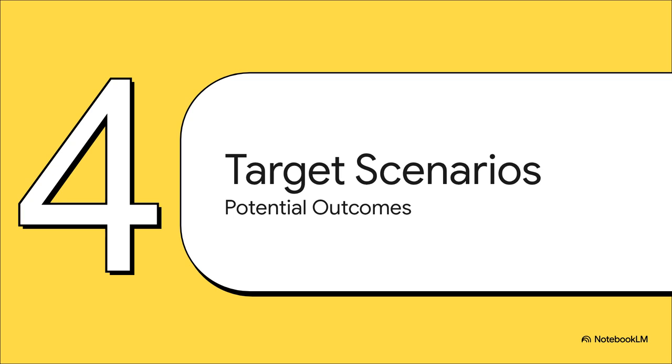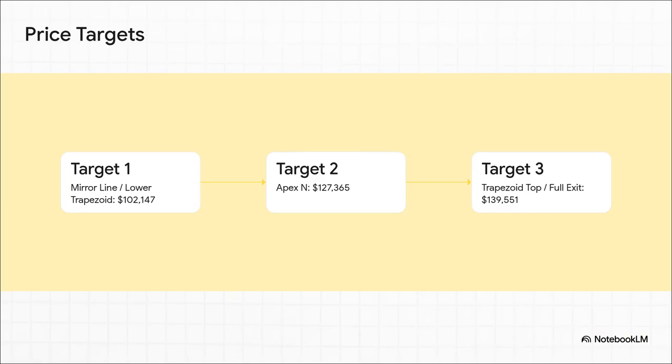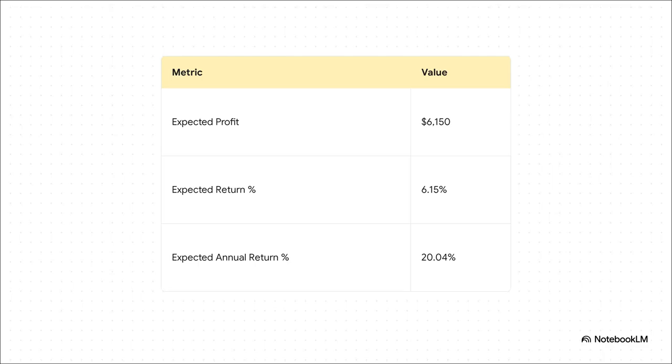All right, we've covered the entries and the risk plan. So, where could this go? The model lays out three potential target scenarios. Okay, so target 1 is called the Muir line or lower trapezoid at around $102,000. Target 2 is apex N, that key geometric point, which is up at about $127,000. And the final target, which represents a full exit from the cycle, is the trapezoid top at just over $139,500.